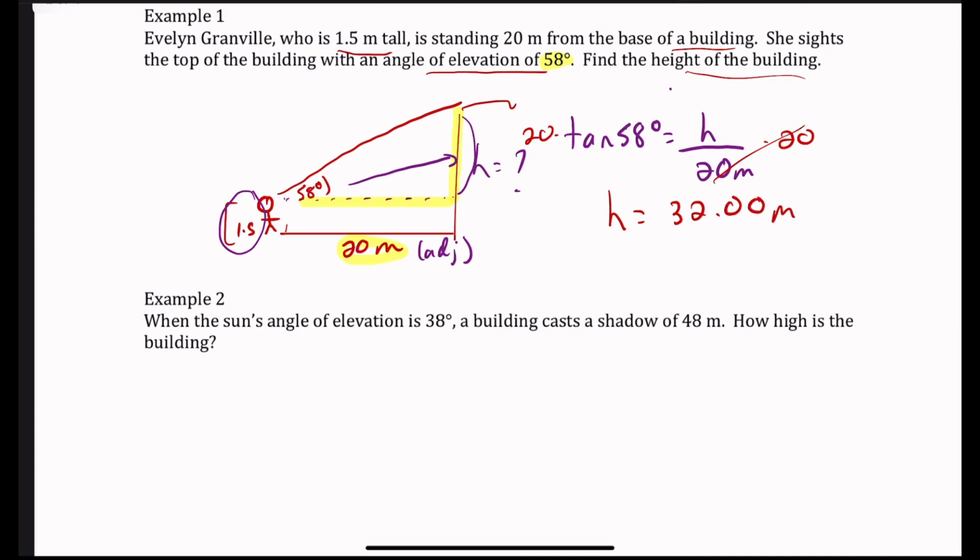Now, we're going to add that on because that's just this portion over here. For the total height, we're going to go 32 plus 1.5. Then that gives us a height of 33.5 meters. That's how tall the building is.